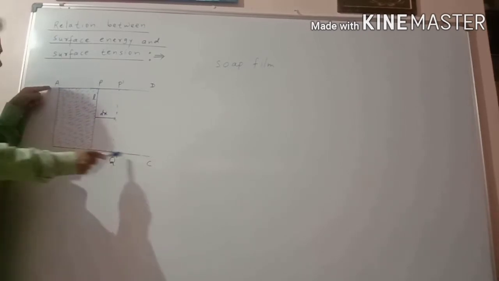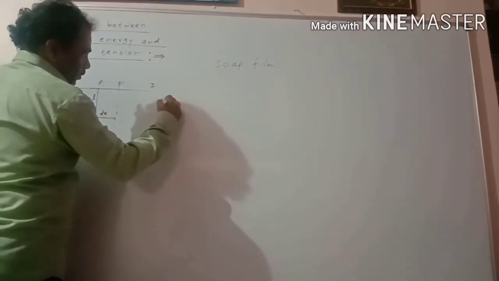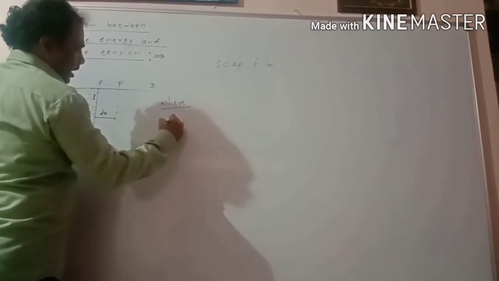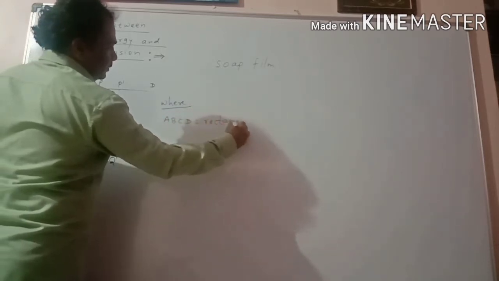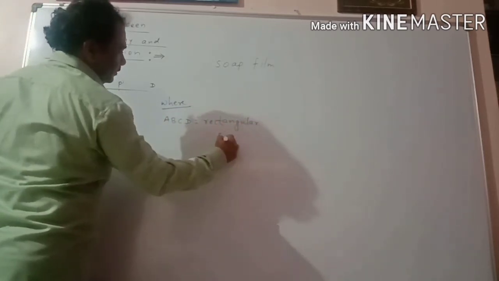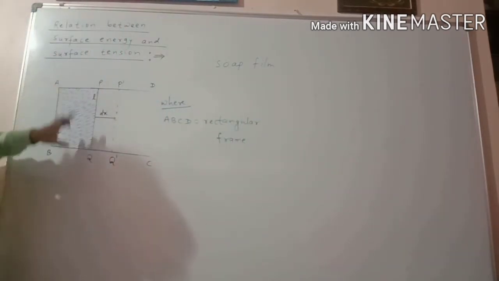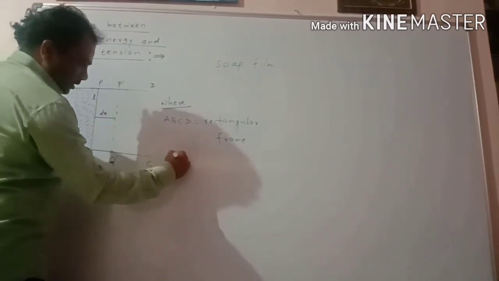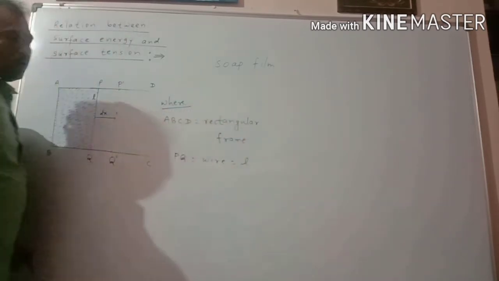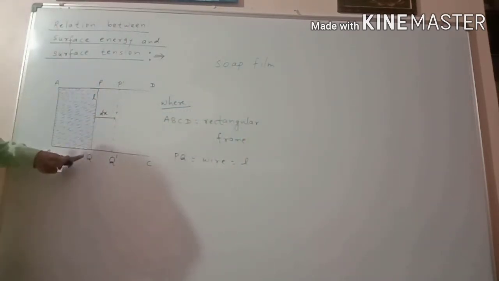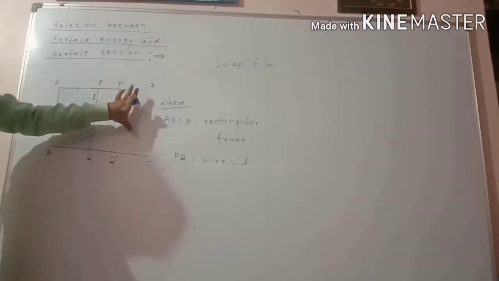Here A, B, C, D is a rectangular frame. And along it, PQ is a wire. So this is PQ, a wire, and it has length small l. So small l is the length of PQ, and PQ is the wire which can slide along this frame.